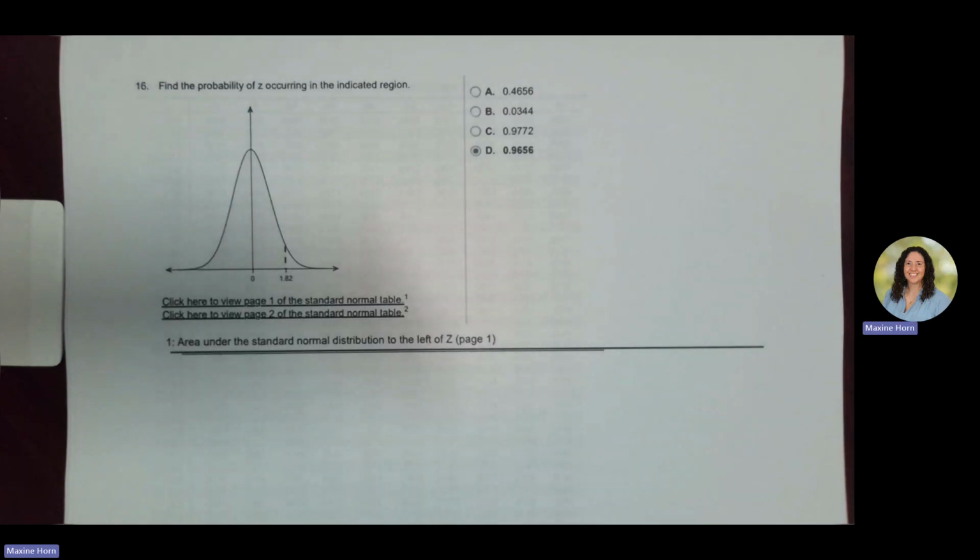All right, find the probability of Z occurring in the indicated region. So they're specifically giving you the tables, so we're going to specifically use the tables. They've worded this a little bit differently this time. They're not just saying what's the area under the curve, they're saying the probability of the z-score occurring in the indicated region. Well, that is the area under the curve, right? The area under the curve is the probability of something happening in that region, right? That's the connection here. So we're going to go ahead and use the table.